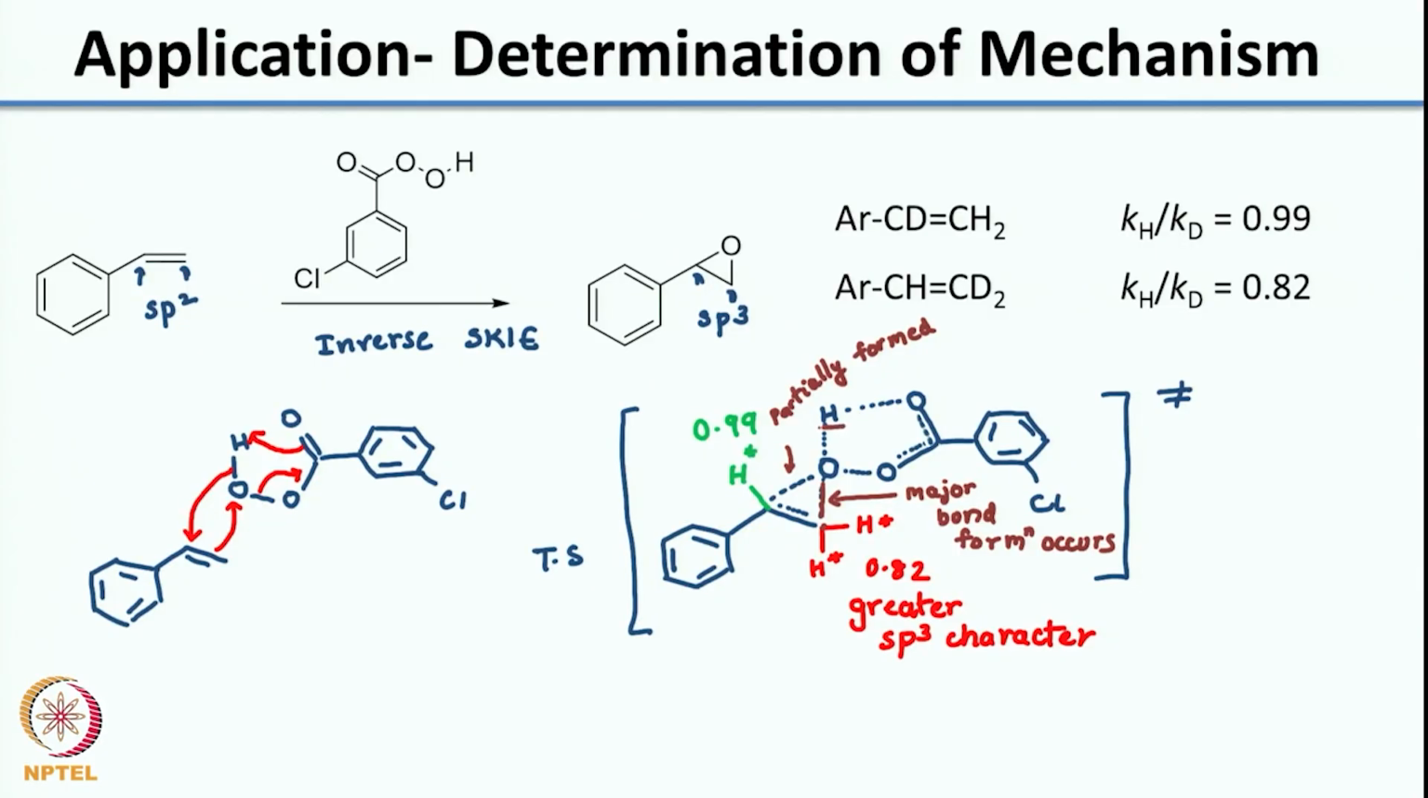This is a nice illustration of this, the epoxidation of styrene using metachloroperbenzoic acid. You can also think, as a homework, about what will happen if you do an isotopic substitution at this position, at this hydrogen. I want you to think about this. If you make an isotopic substitution at this hydrogen, what kind of isotope effect would you see? Would it be a primary, would it be a secondary, what do you think would be the magnitude? And you can have this discussion in the discussion forum.